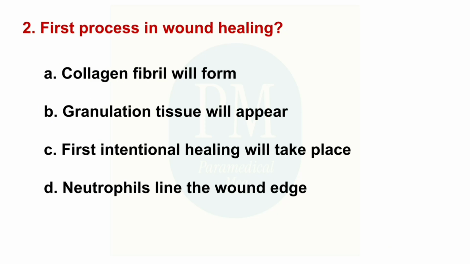Fast process in wound healing. Option A, collagen fibril will form. Option B, granulation tissue will appear. Option C, first intention healing will take place. Option D, neutrophils line the wound edge. The correct option is option D. Neutrophils line the wound edge.